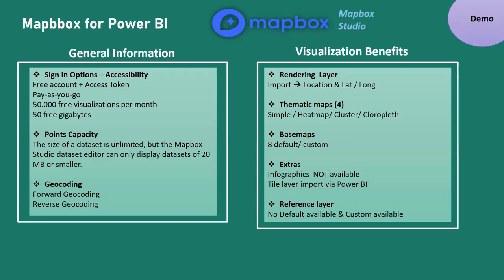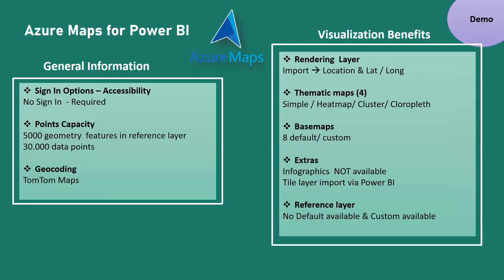And then we have Azure Maps. Within Azure Maps, we don't need to sign in. Azure Maps is still under construction, let's say. At the moment, we have only latitude, longitude. We don't have a location field, but it's going to come in the future. It can visualize 5,000 geometry features and reference layers, only the first ones, but not more. So this is also temporary. The geocoding is based on TomTom maps, and we can import tile layers, and we can also import online traffic layers.